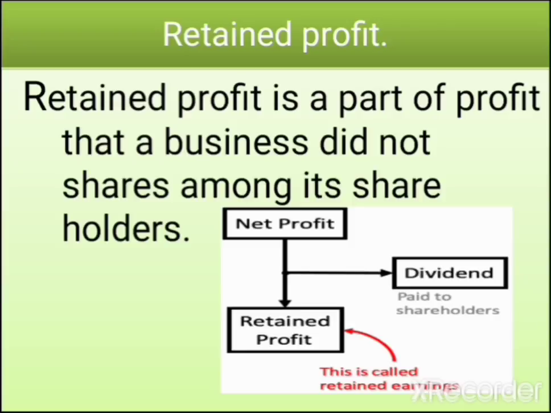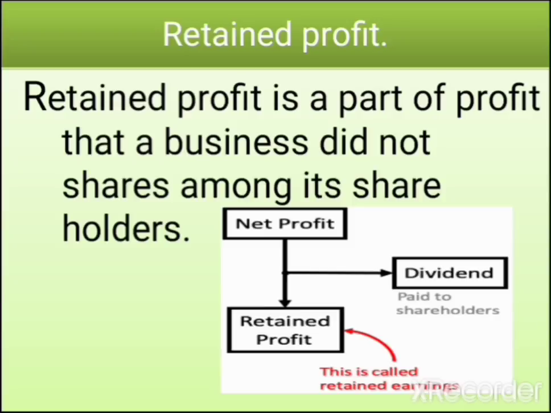If, for example, 10 of us in the class come together and we form a business, and we make a profit of 20 million naira, at the end of the day, let us just share 5 million among ourselves and put the remaining 15 million naira back into the business. That 15 million that we put back into the business is called retained profit. The business retains the profit, it is not shared among the shareholders.